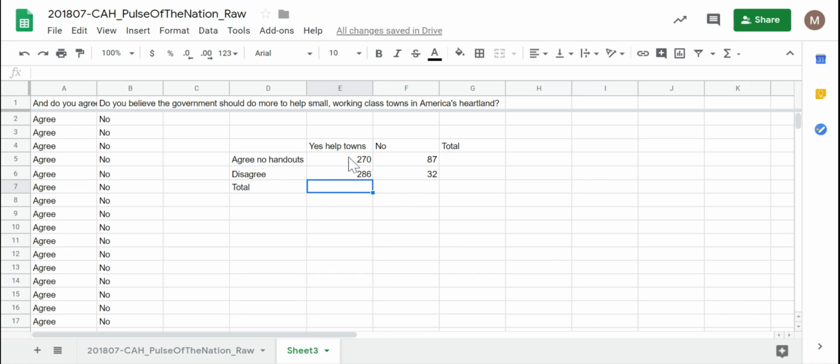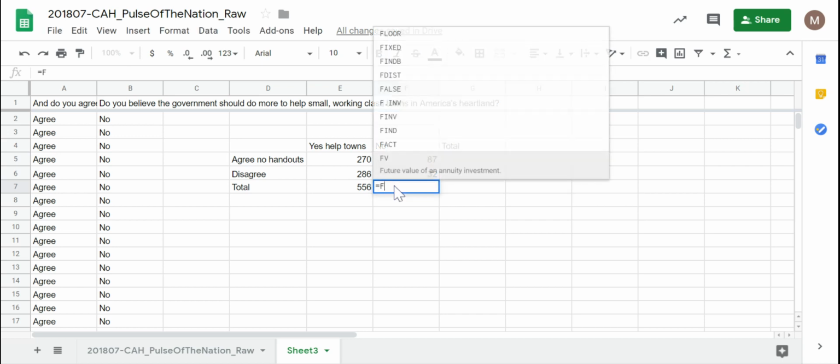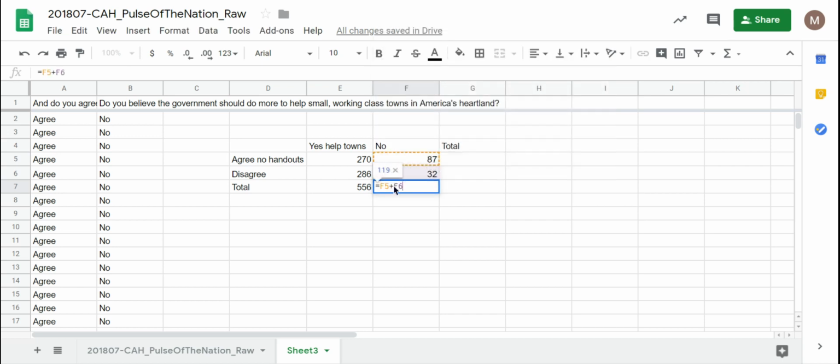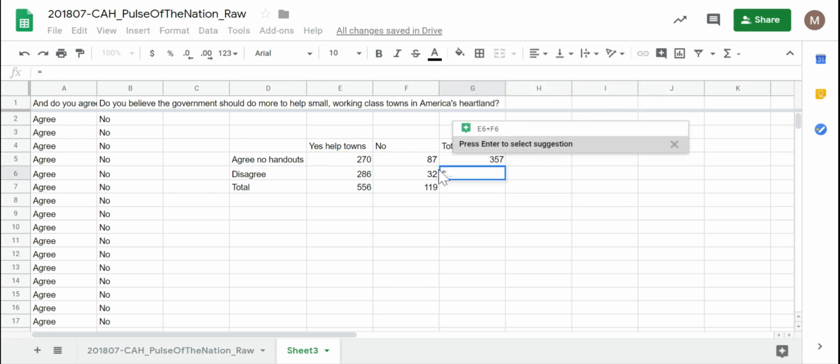Let's double check with some totals. This is the total of E5 plus E6, equals E5 plus E6. This is the total of F5 plus F6, equals F5 plus F6. This will be the total of E5 plus F5. This will be the total of E6 plus F6.